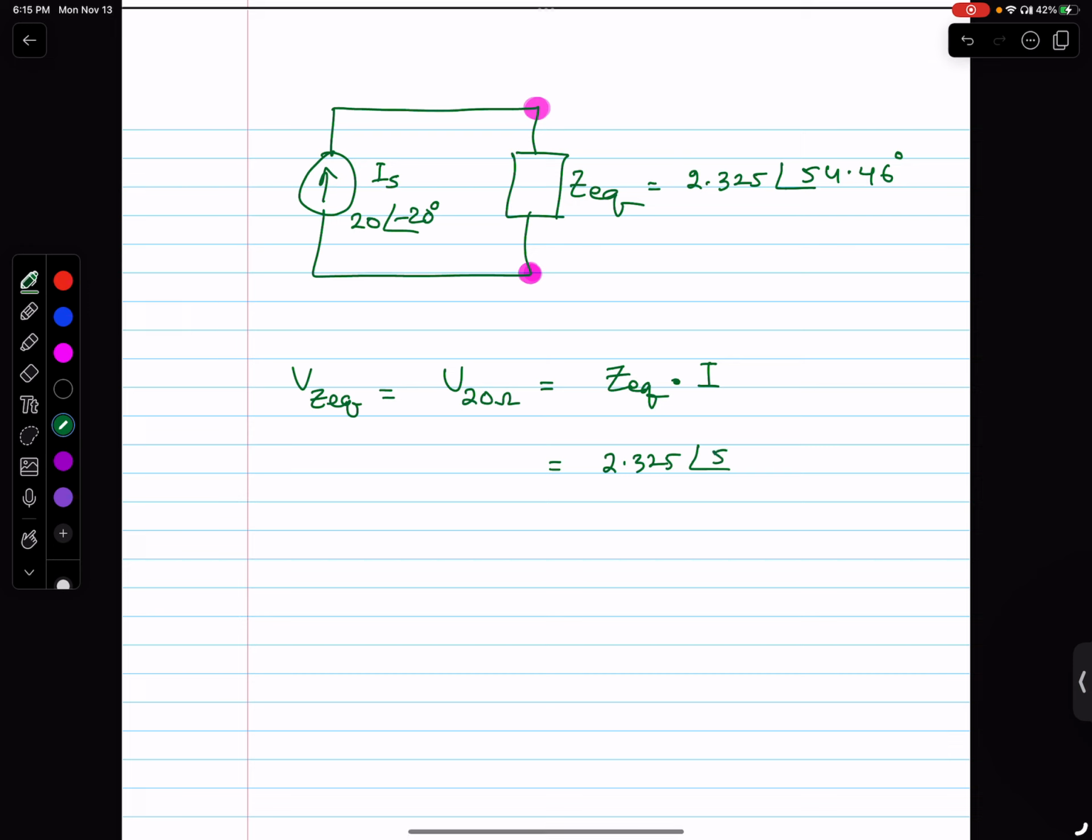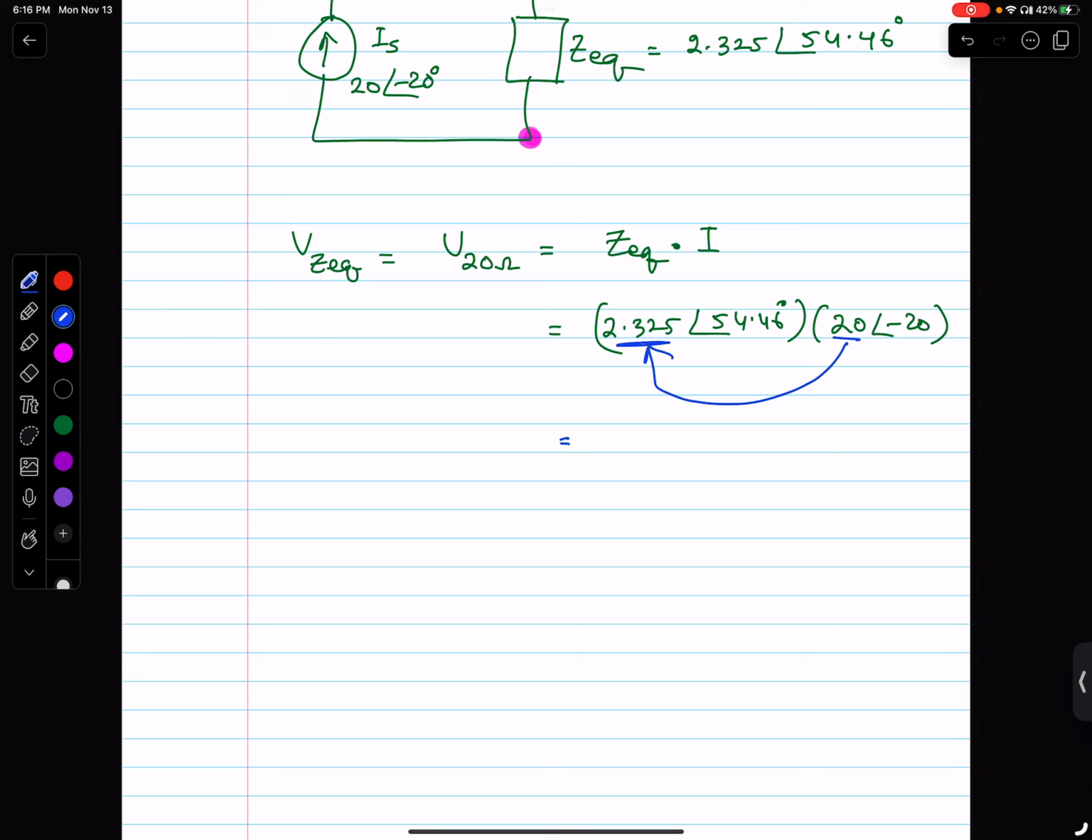2.325 angle 54.46 multiplied by 20 angle negative 20. That's pretty straightforward. We know how to do this math in polar form. Isn't it convenient that both of these are in polar form? So multiply these two magnitudes, you have 46.499 or 46.5, and then you add these two angles, because in polar form when you're multiplying you just add these numbers, which comes out to 34.46 degrees.